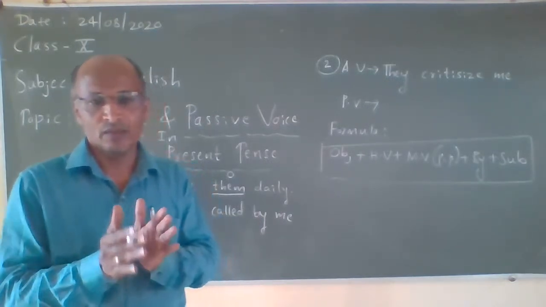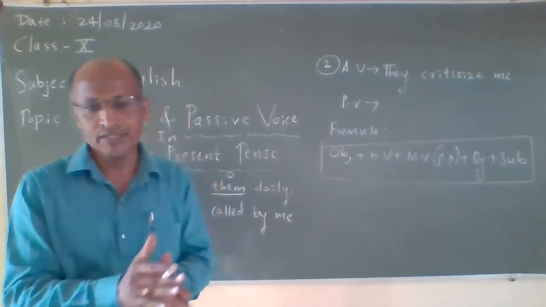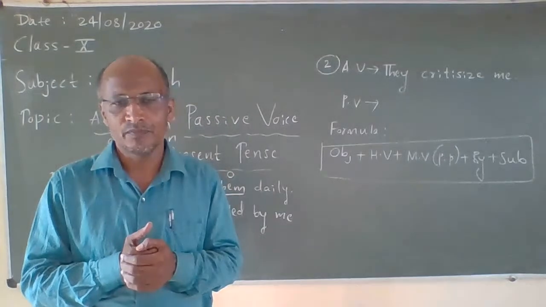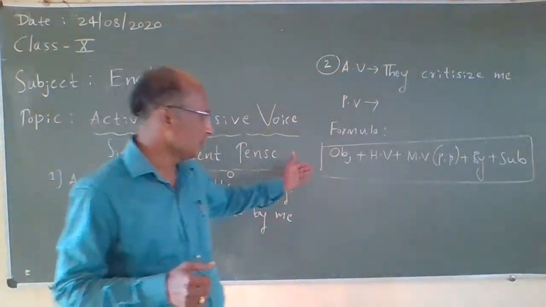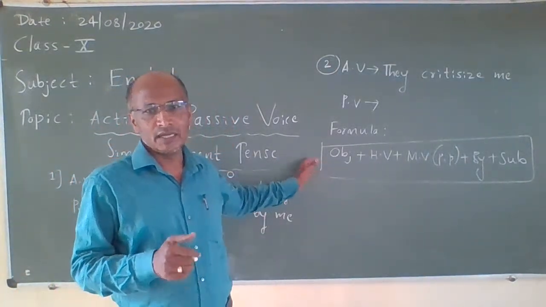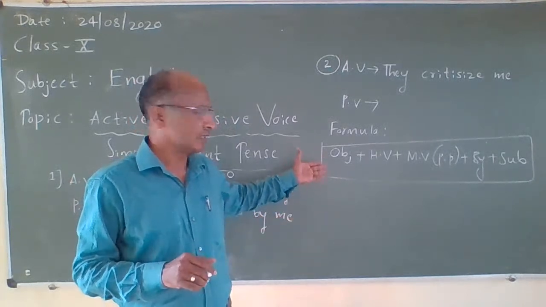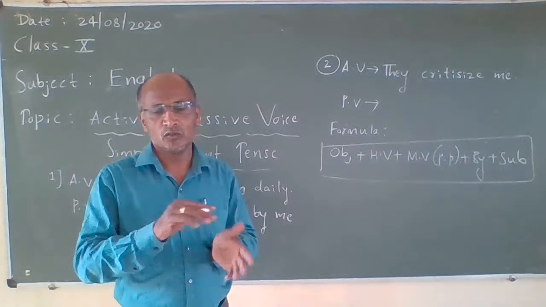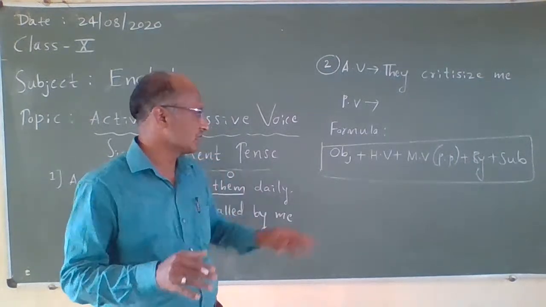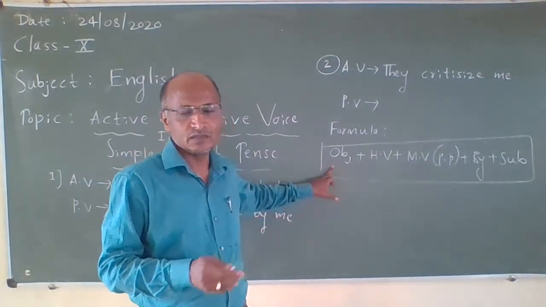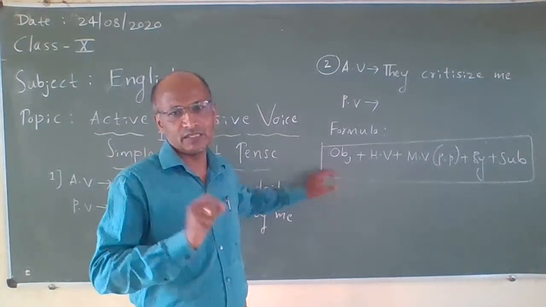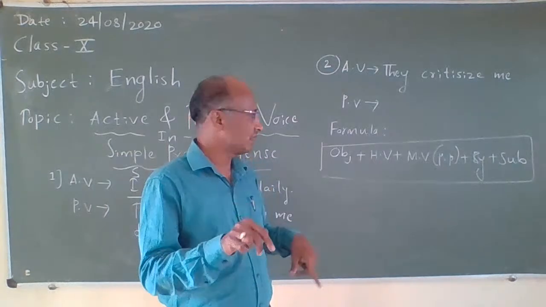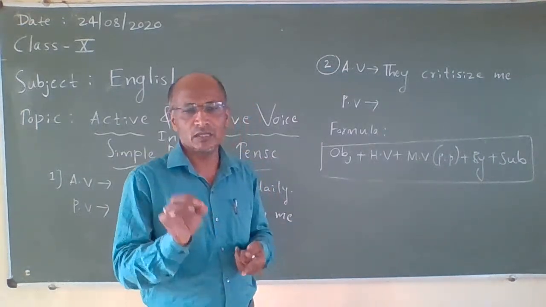While changing from active to passive, you should remember the important formula. The formula is here for you. See, objects. Active to passive, we should take the first object in the given sentence. After that, we should use the helping verb. After the helping verb, we should use the main verb.